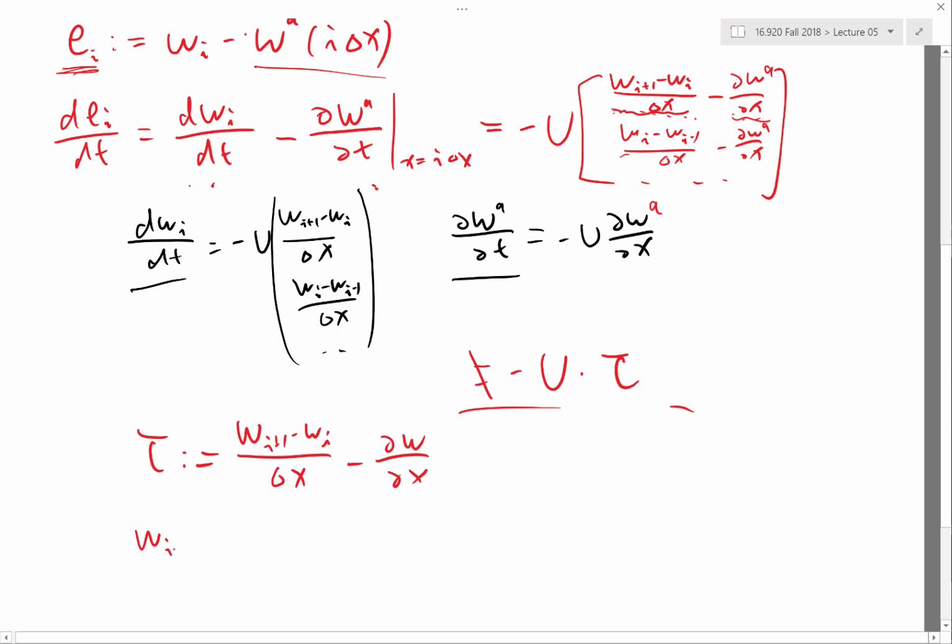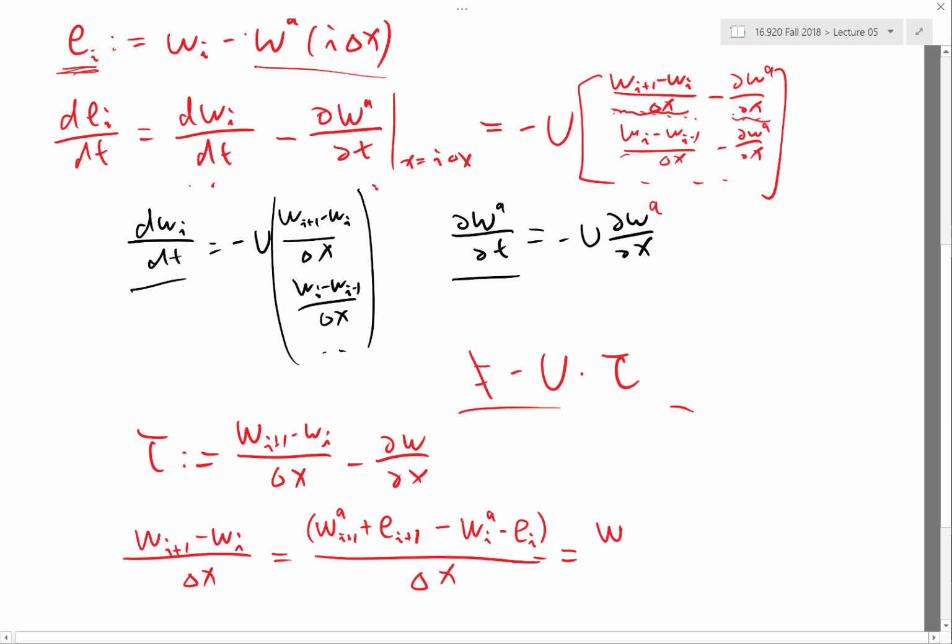We are going to start by saying (W_{i+1} minus W_i) over delta x, where W_{i+1} is equal to W^A_{i+1} plus E_{i+1}, and W_i is equal to W^A_i plus E_i, all over delta x. Why am I doing this? Because this gets the numerical operator operated on the analytical solution, plus another term that is the same differential operator operated on the error.